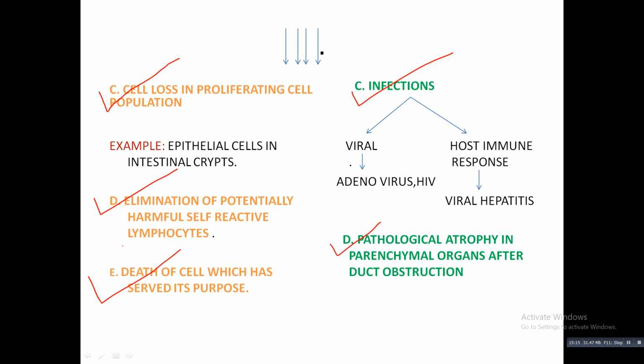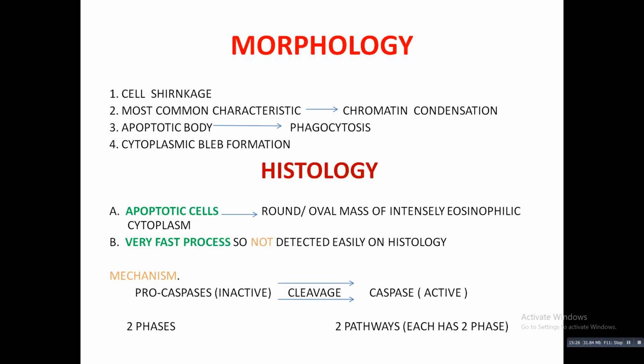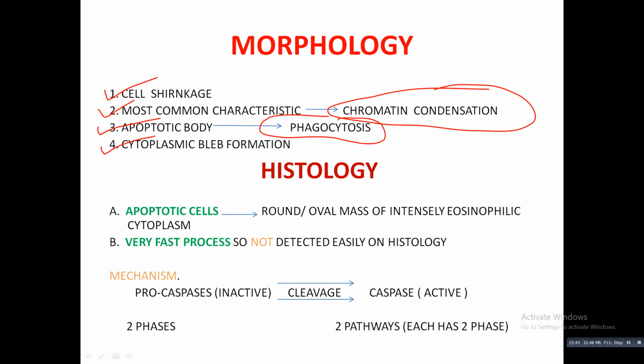Now, very important is the morphology of apoptosis. So listen very carefully. There is cell shrinkage, and the most common characteristic of apoptosis is chromatin condensation. The apoptotic bodies undergo phagocytosis, and there is cytoplasmic bleb formation. I repeat, there is cell shrinkage, chromatin condensation, apoptotic body formation ultimately leading to phagocytosis, and cytoplasmic bleb formation. Let us look at the histology of apoptosis. Now, these apoptotic cells are nothing but a round or oval mass of intensely eosinophilic cytoplasm. And apoptosis, as I have already discussed, is a very fast process, so it is not detected easily on histology.